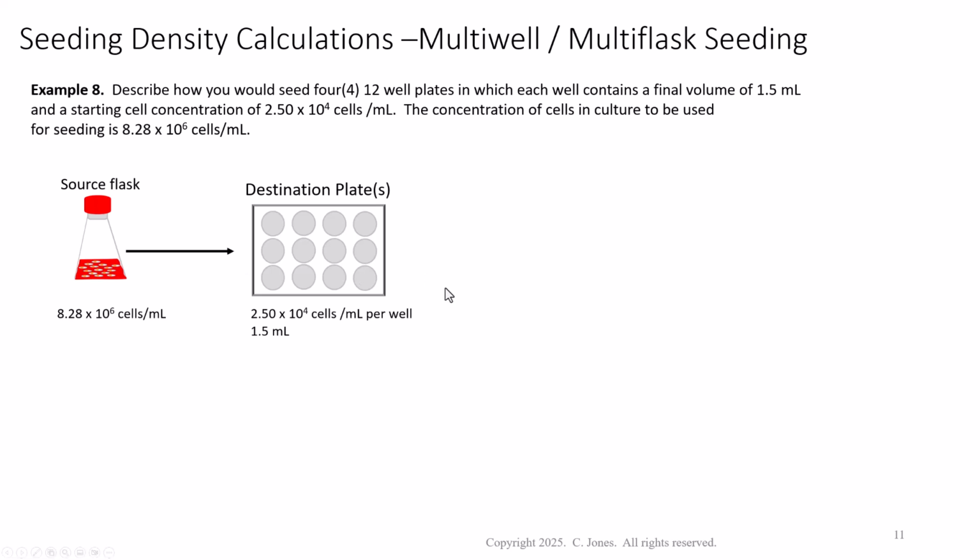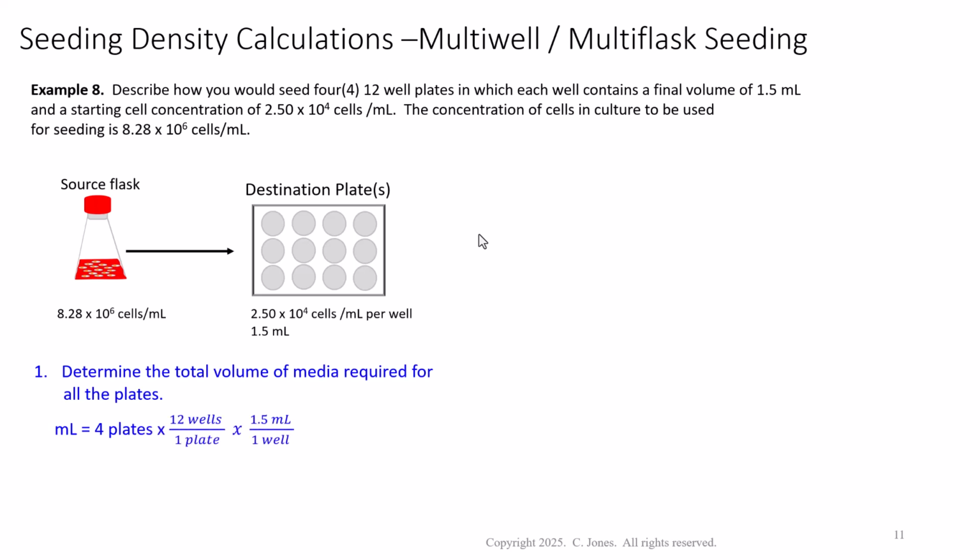And so now how do we calculate how to get these cells into this well at this concentration in this volume? And for this, really the easiest, most reproducible way to do this is to do this as a batch. So first, we'll determine the total volume of media required for all the plates. So this would be 4 plates times 12 wells per plate times 1.5 mils per well, right? Said 4 12-well plates. Each well has a final volume of 1.5 mils.